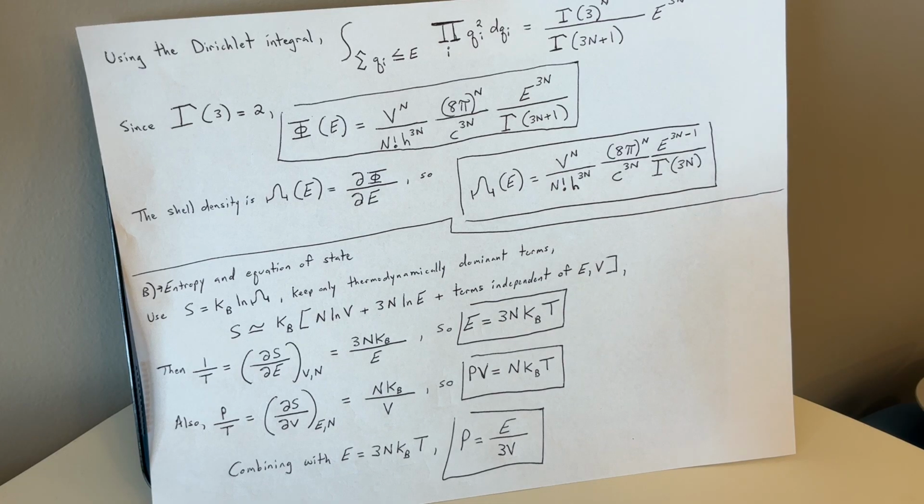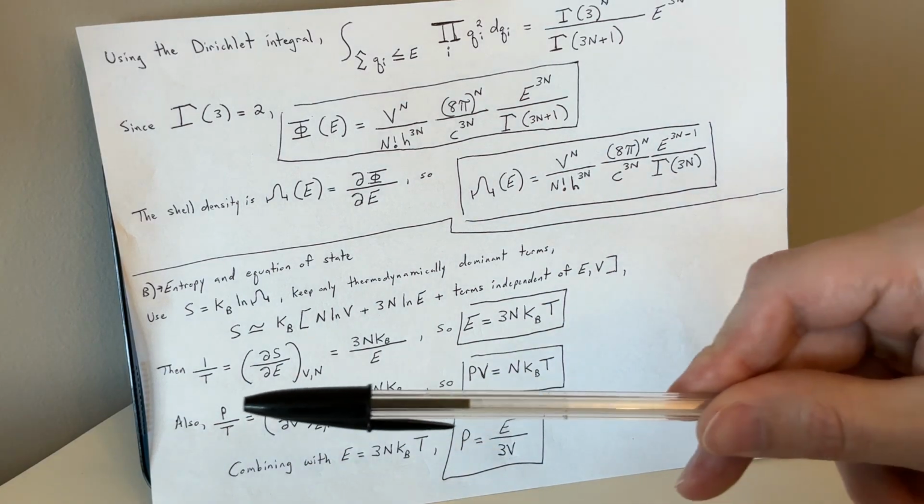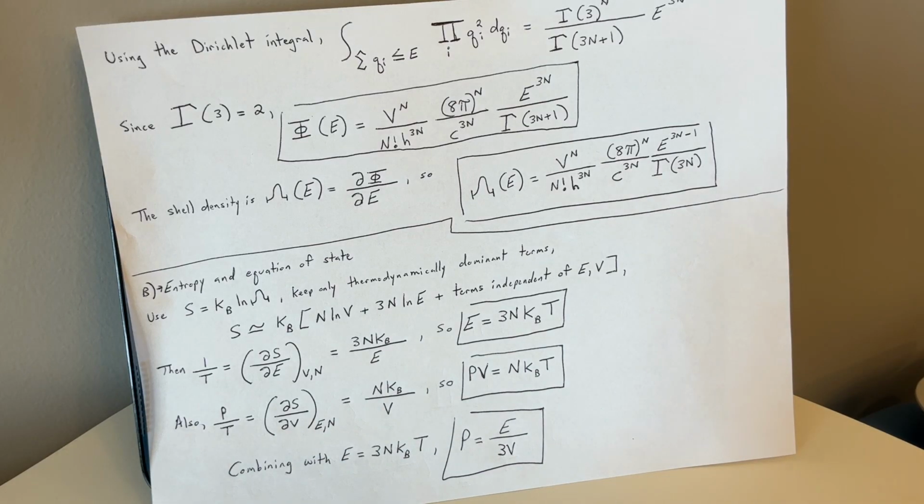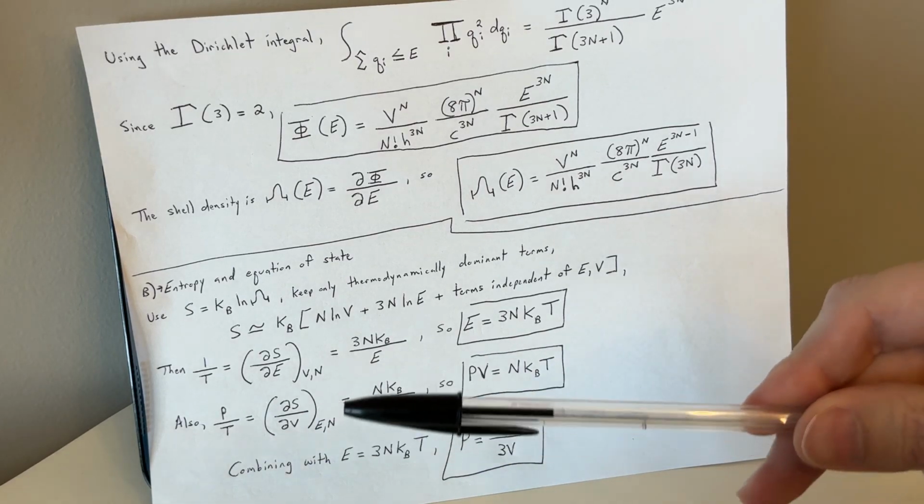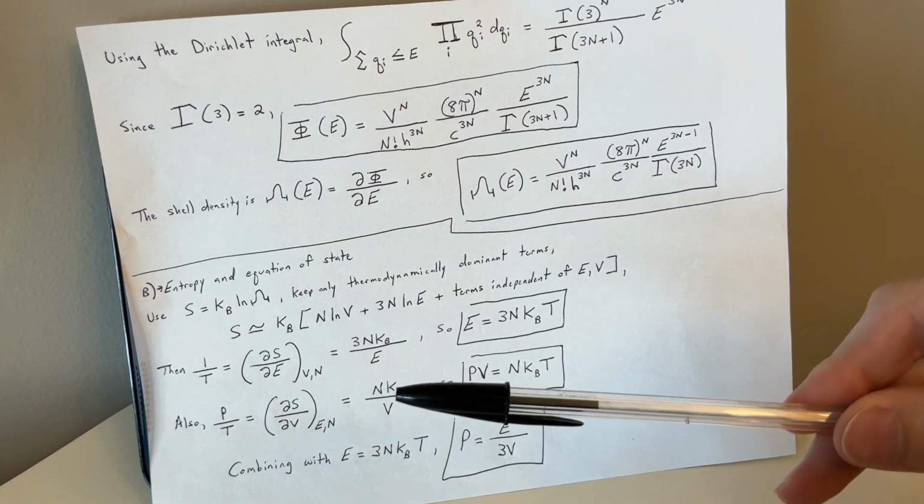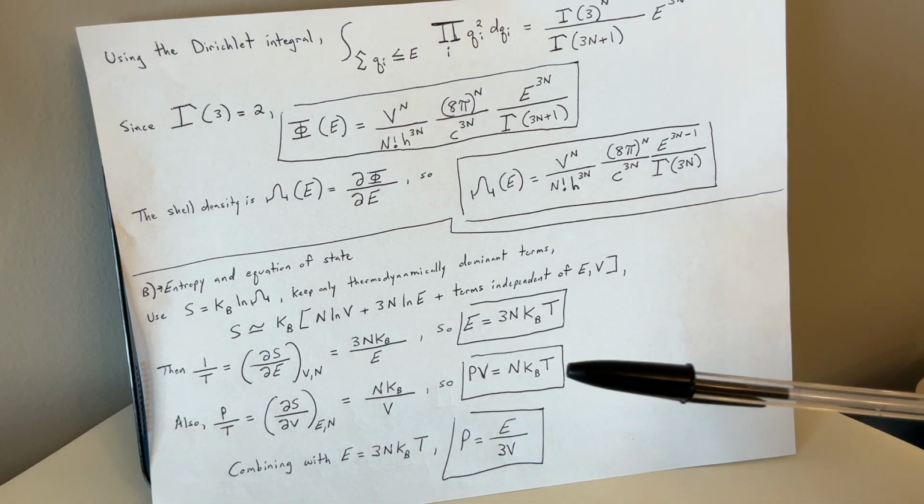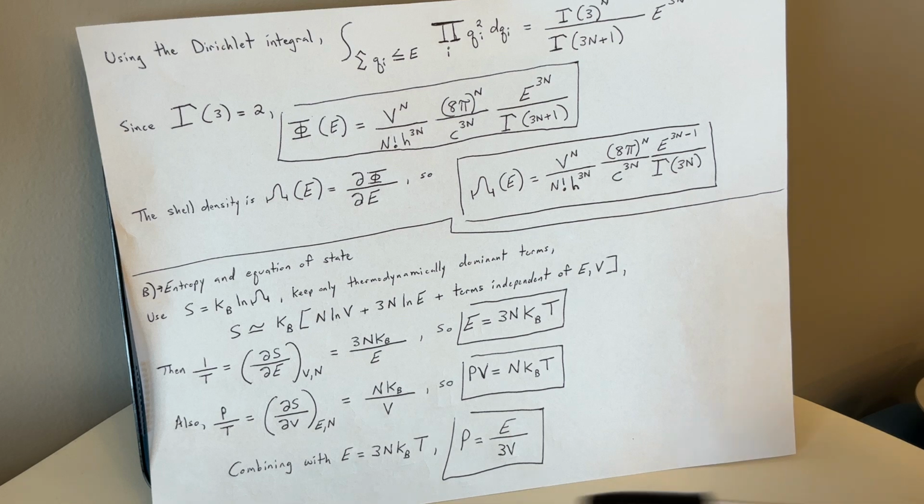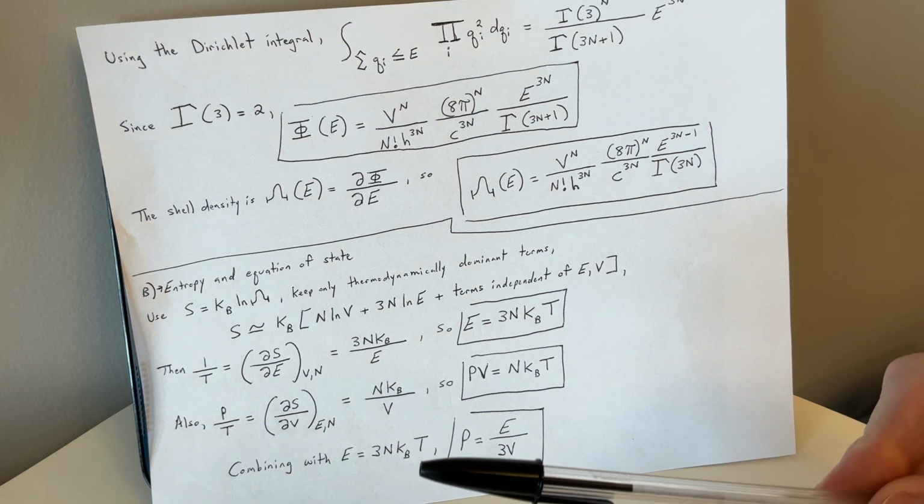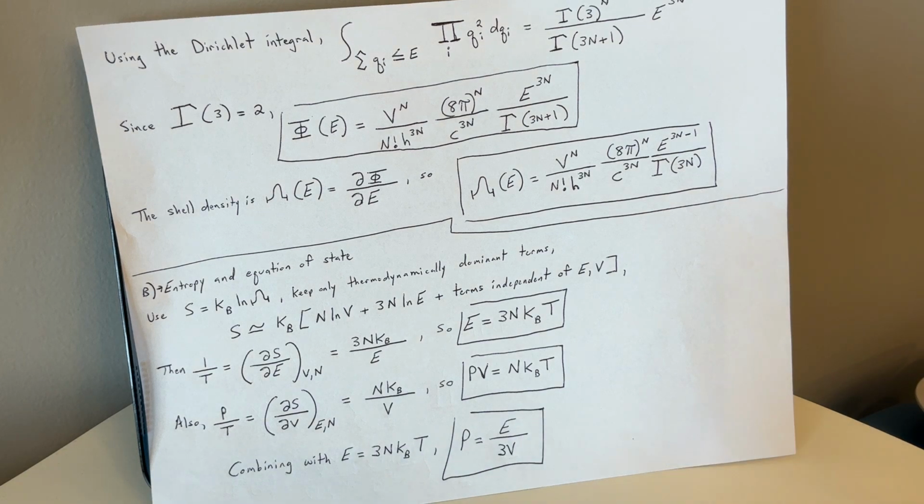Also P over T equals the partial derivative of S with respect to V at E, N. That equals n k_B over V. So PV equals n k_B T. And combining with E equals 3n k_B T, P equals E over 3V.